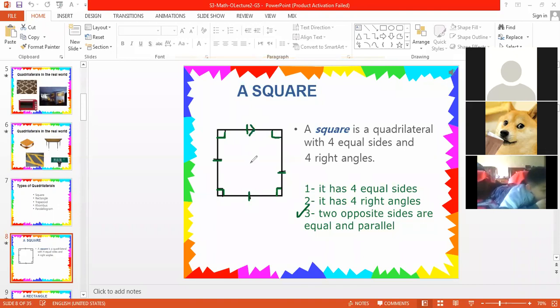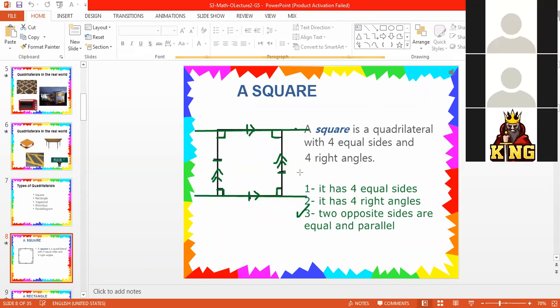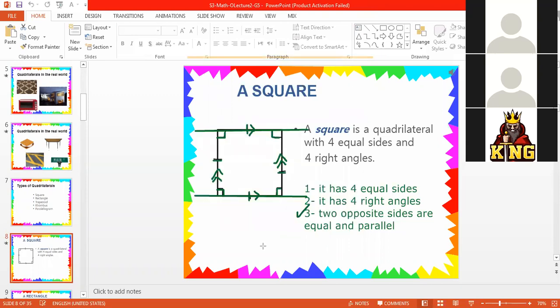So this side is opposite to this side, and they are parallel. And this side here is opposite to this side, and also they are parallel. Is it clear? If you look here, this line is parallel to this line. You know what's the meaning of parallel, right? Yes, they move together in a straight line and don't intersect. Very good. So that's the definition of parallel lines: two lines that never ever intersect. They never meet, okay?